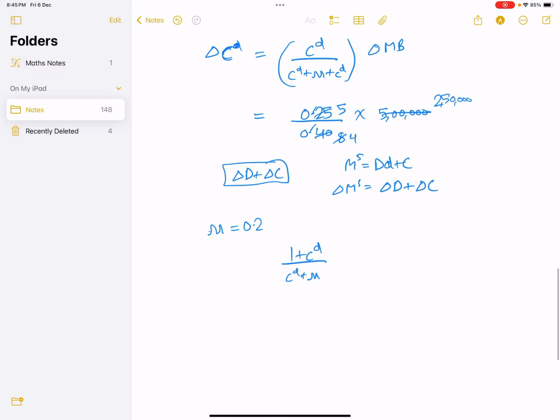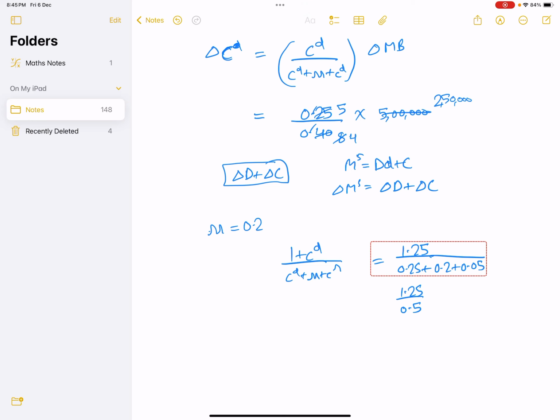1.25 upon CD plus RR plus ER. So this is 1.25 upon 0.25 plus 0.2 plus 0.05. So this is 1.25 times 0.5. Okay, this is the value of the complete multiplier.